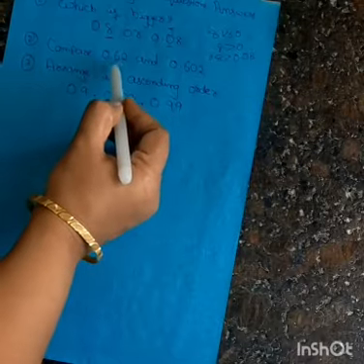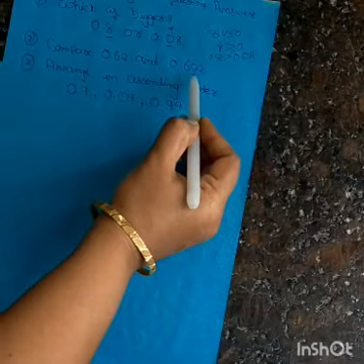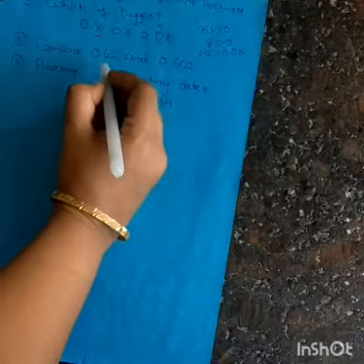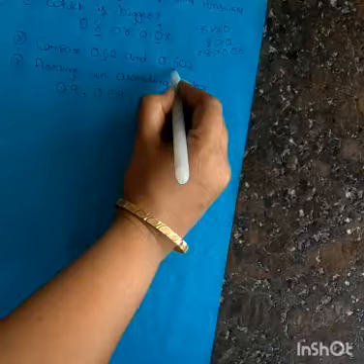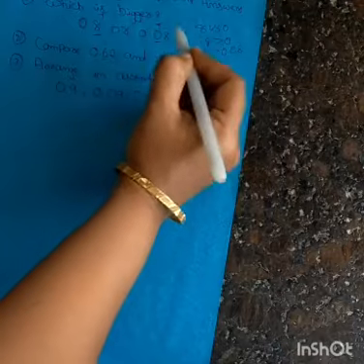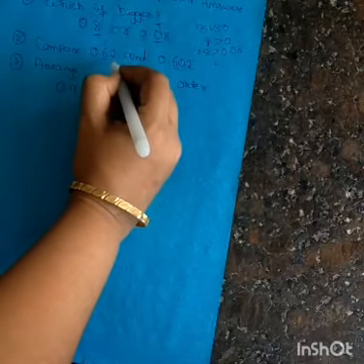Compare 0.62 and 0.602. So we'll just compare the places again. In 10th place we have 6. In the second number also we have 6. So both are the same numbers. So next we'll move to the next place value.